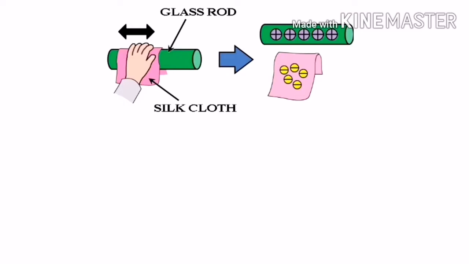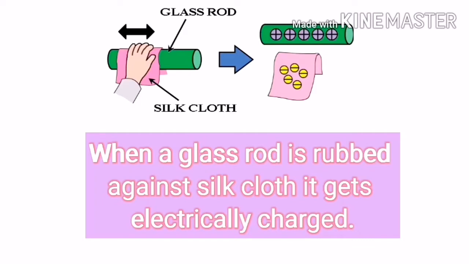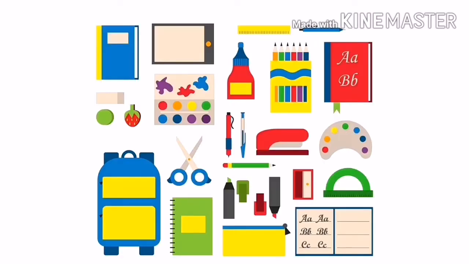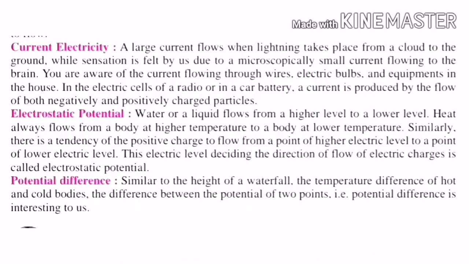Now students, see this activity. What do you see? What will happen if a glass rod is rubbed on a silk cloth? Think, students. When a glass rod is rubbed against a silk cloth, it gets electrically charged. Therefore, students, we can say that plenty of electrical charge is present in the objects around us. That means all these objects are made of atoms. Let's start the first topic in this chapter: current electricity.